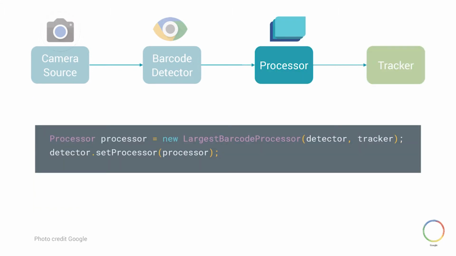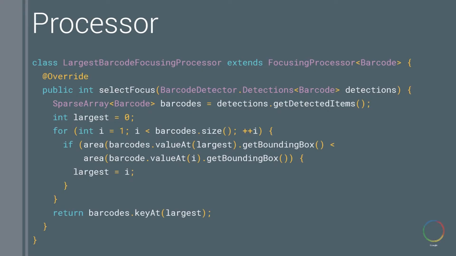Okay, last is you want to specify a processor. A processor is the first step of post-processing. It takes the detection results, and then you want to hand it over to the tracker. So this is how you do it. The Mobile Vision API provides several different processors. One of them is called the focusing processor, which is what this looks like.